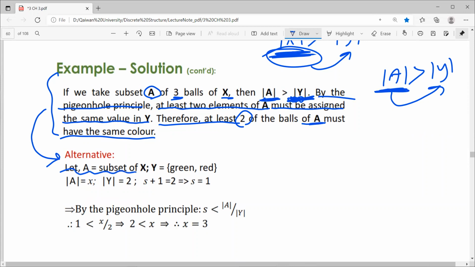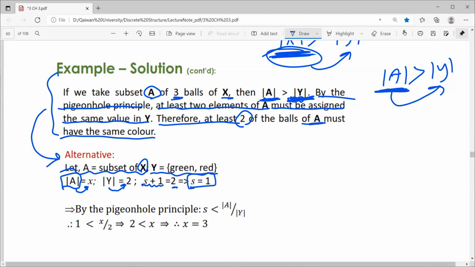We say let A be any subset of X, and Y is the set of colors which are green and red. We don't know how many elements we take from X, so we just say A is any subset of X. The cardinality of A, we don't know it, so we give it a variable, x. And since Y has only 2 elements, its cardinality is 2. So S plus 1 equals 2. From this, S equals 1.